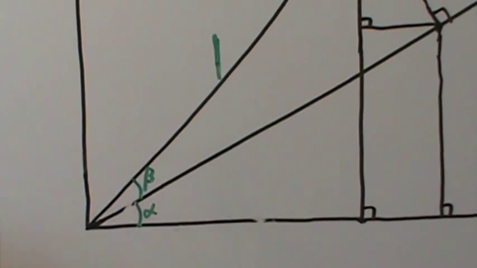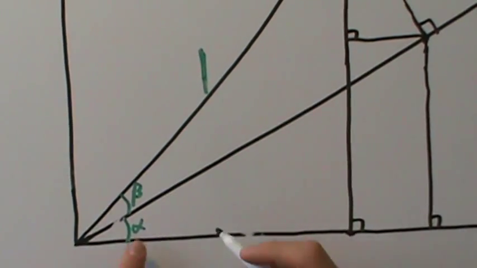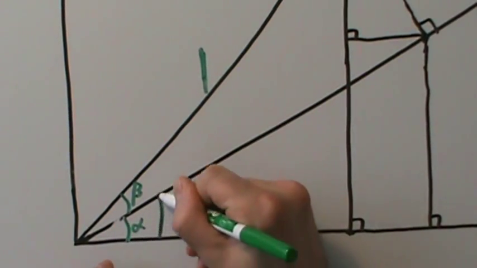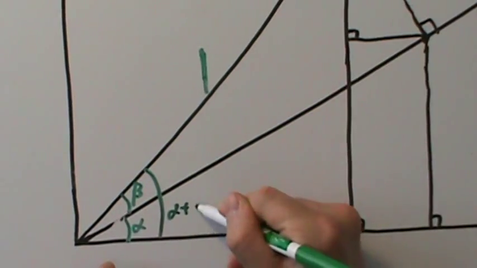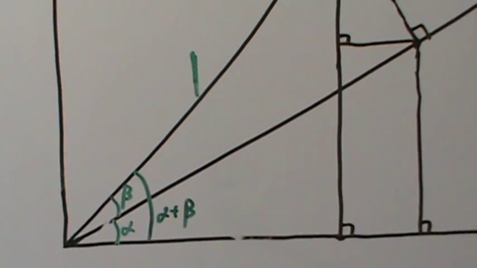But anyway, we'll talk about that again later. So if this is alpha, this is beta, this whole thing is alpha plus beta. Okay, so what's significant about that?